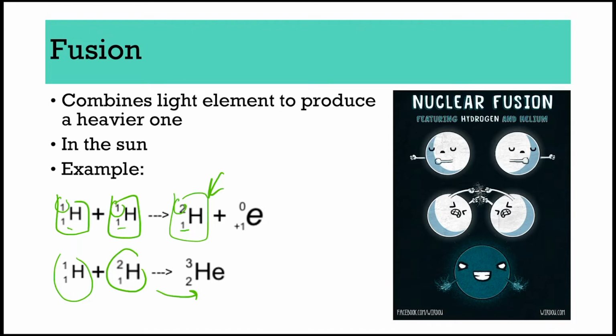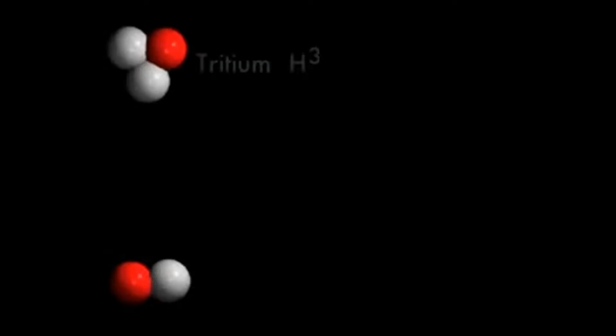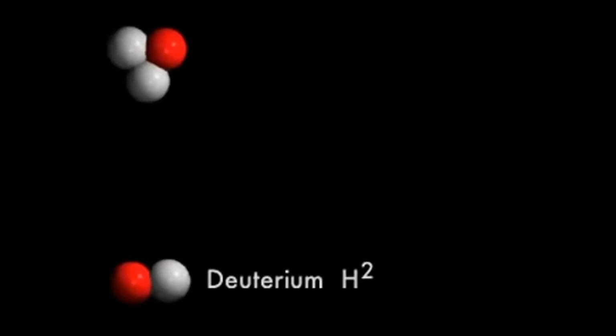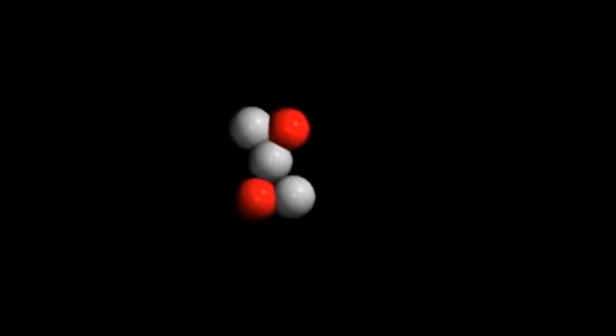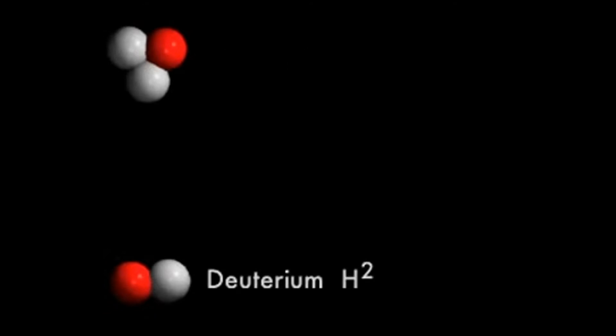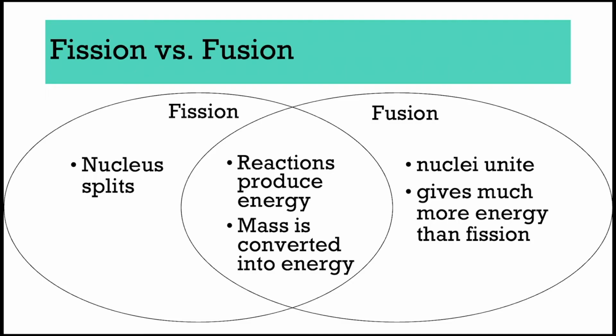That's right. So now we're going to take a look at the animation to visualize this. So we had 2 different isotopes of hydrogen coming together. H3 and H2, those are different forms of hydrogen. When they come together, they fuse, and you're left with a helium atom and some energy. Right. So, all right, in our next slide, we're going to compare and contrast fission and fusion.